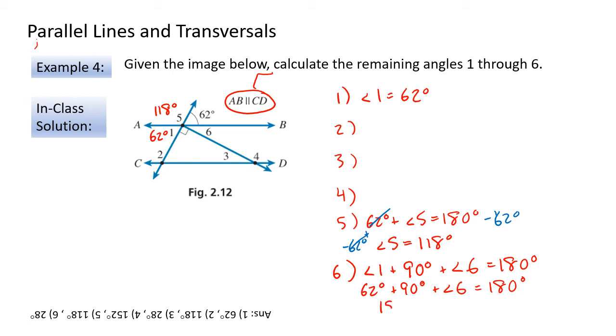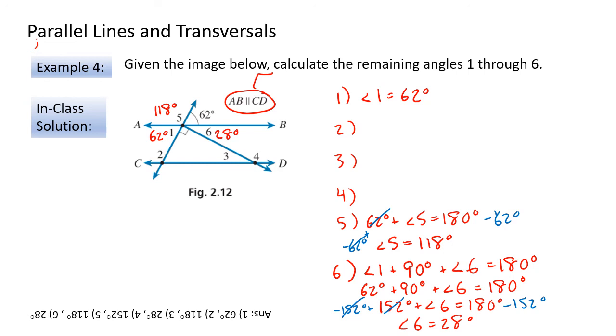So this is equal to 152 degrees plus angle 6 is equal to 180 degrees. So to solve for just angle 6, I'm going to subtract 152 degrees from both sides of the equation. So these cancel. And angle 6 is equal to 28 degrees. Okay? So you can see here that I'm starting to build a picture here.